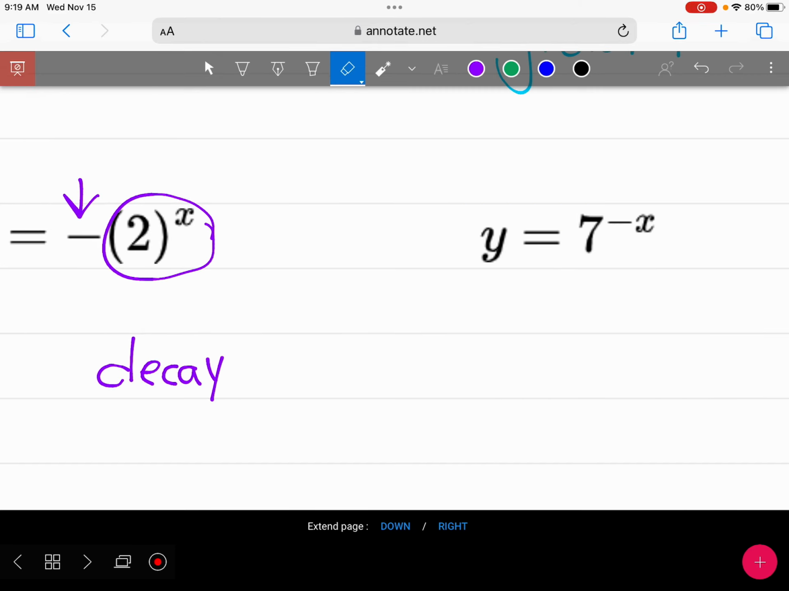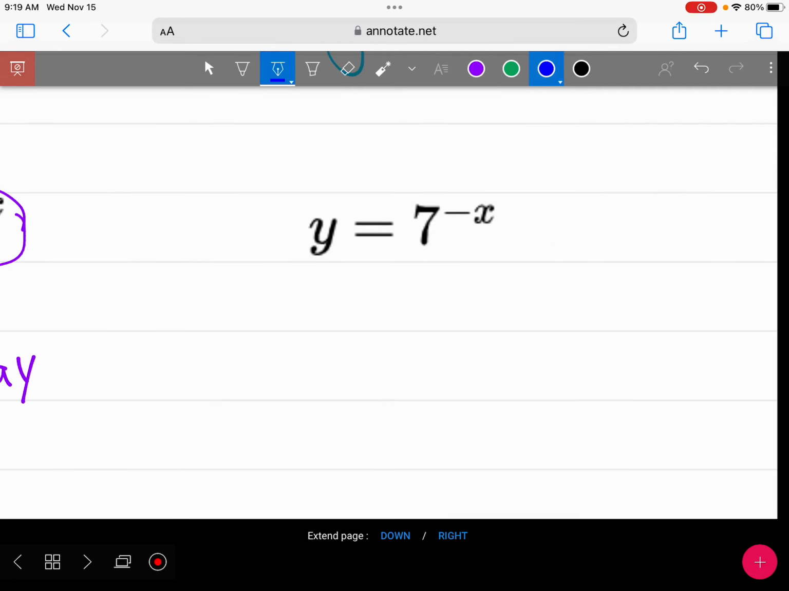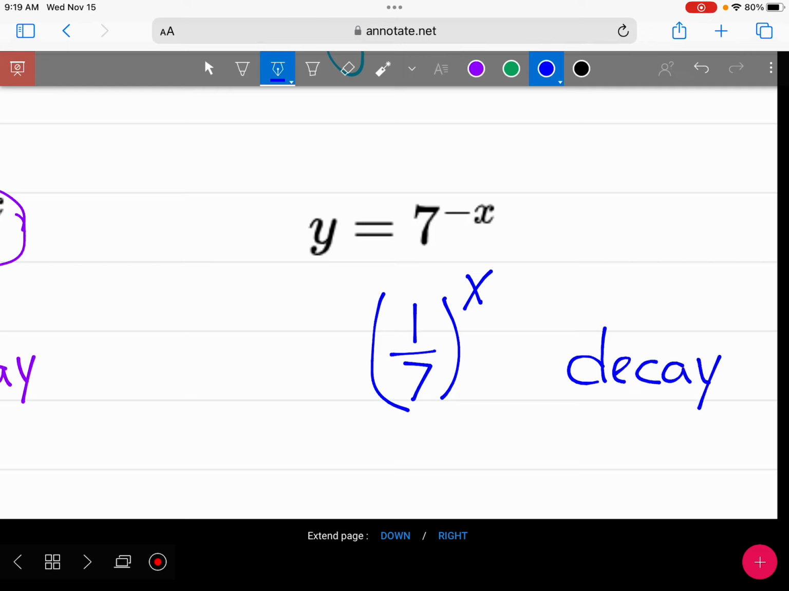All right. The last one is the trickiest, I think. Decay. Why? It's going to turn into a fraction. This is the same thing as 1/7 to the x. If we bring that negative exponent in, we flip it as its reciprocal. So that one is decay.